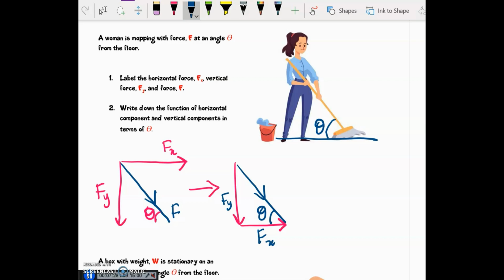First, if you are not sure whether to use sin or cos, you can just derive both and identify later. So first, cos theta is adjacent, which is Fx, over hypotenuse, which is F. From this equation, you can identify the horizontal component, which is Fx equals F cos theta. So this is the function for the horizontal component.